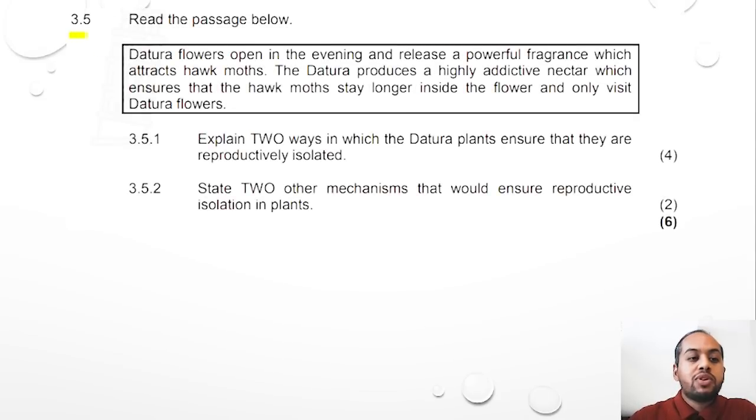The next question, 3.5, says, read the passage below that states, Datura flowers open in the evening and release a powerful fragrance which attracts hawk moths. The Datura produces a highly addictive nectar which ensures that the hawk moths stay longer inside the flower and only visit Datura flowers.